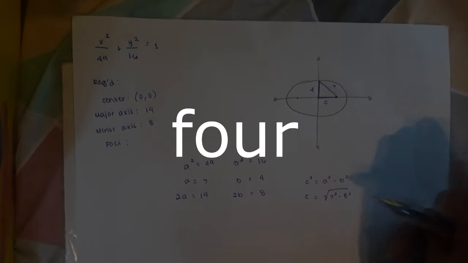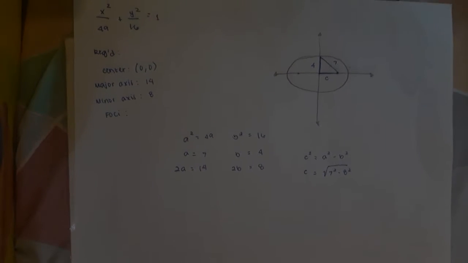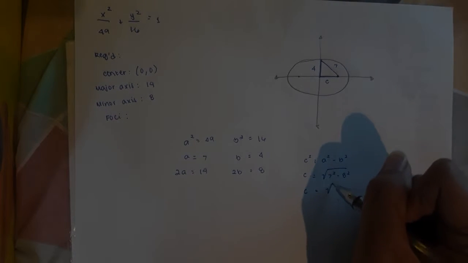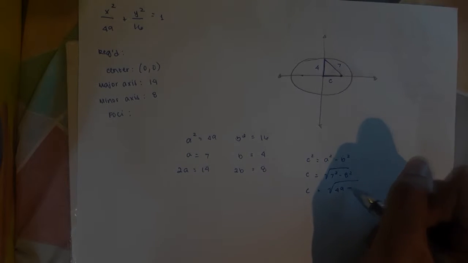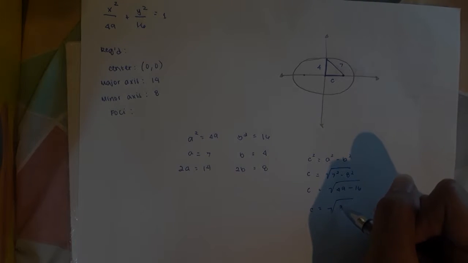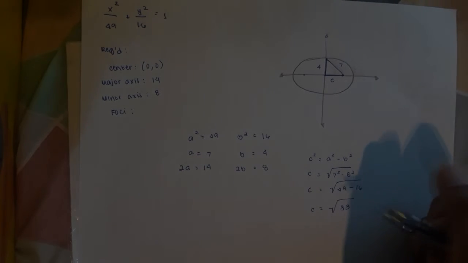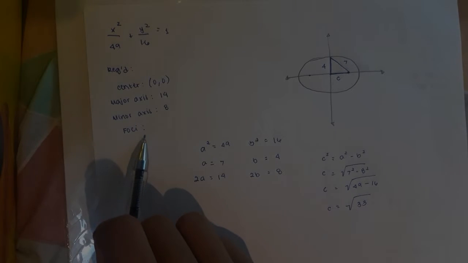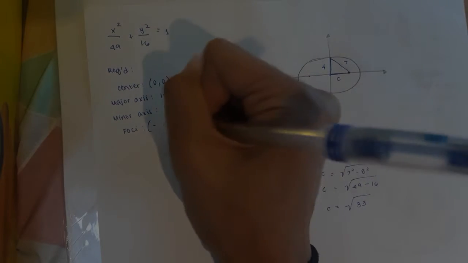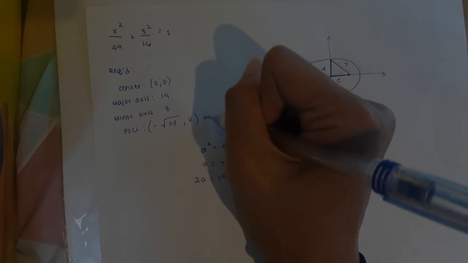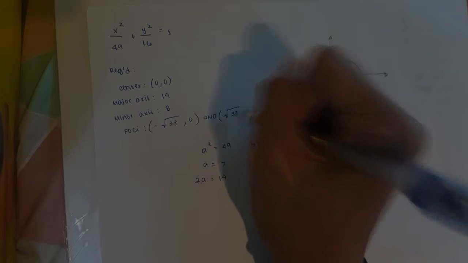minus 4 squared. C therefore will be equals to square root of 49 minus 16. 49 minus 16 is 33. So that is the length of this part right here. So the coordinates of the foci will be negative square root of 33, 0, and positive square root of 33, 0.